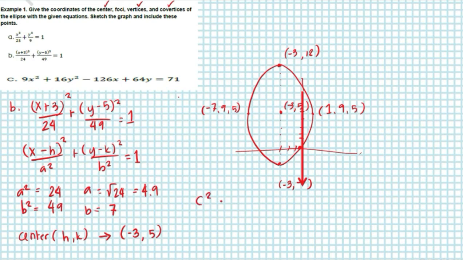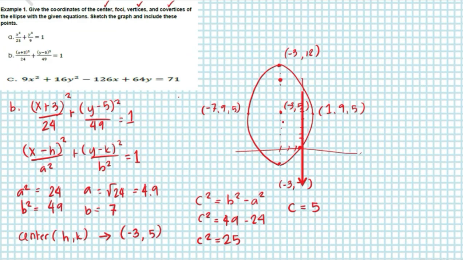Ulitin natin yung formula. C squared is equal to, yung mas malaki dapat yung positive value. So, b squared minus a squared sa case naman natin yun. C squared is equal to 49 minus 24. 49 minus 24 is equal to 25. We can say c is equal to 5. So, 5 is c distance away from the center. So, we can find 5 from the center upward. Kasi, collinear ang foci sa vertices. 1, 2, 3, 4, 5.